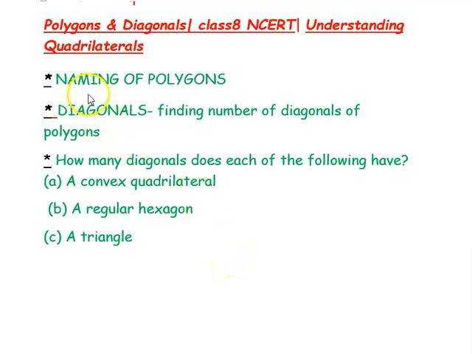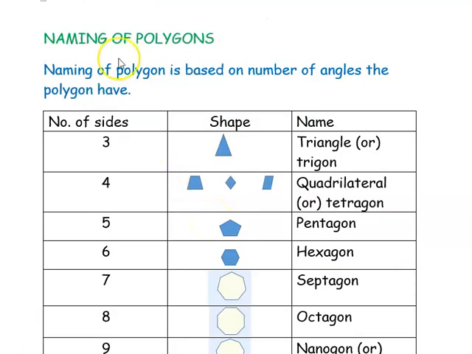In this video, we are going to see the naming of polygons and diagonals, and also finding the number of diagonals of polygons with a few examples. Next, we'll see the naming of polygons. The naming of a polygon is based on the number of angles the polygon has.